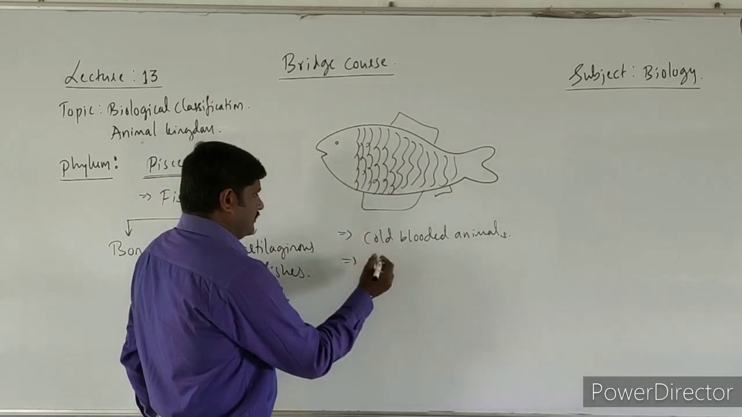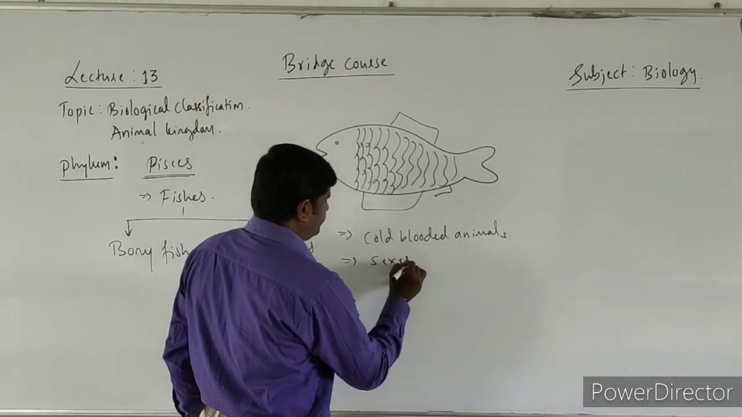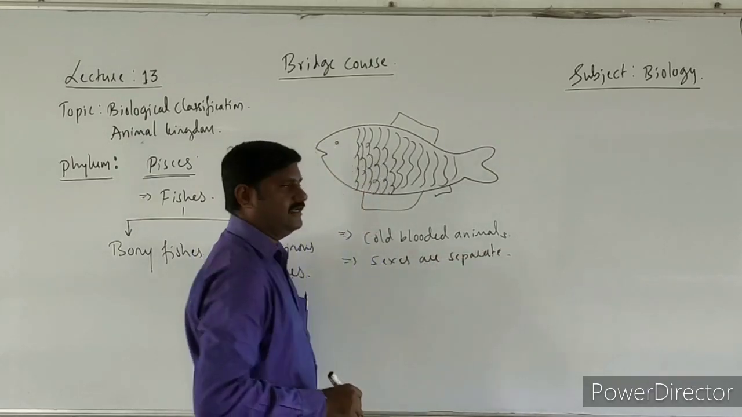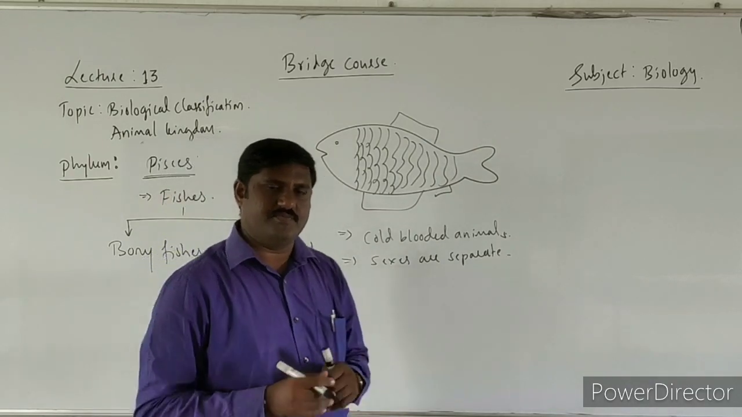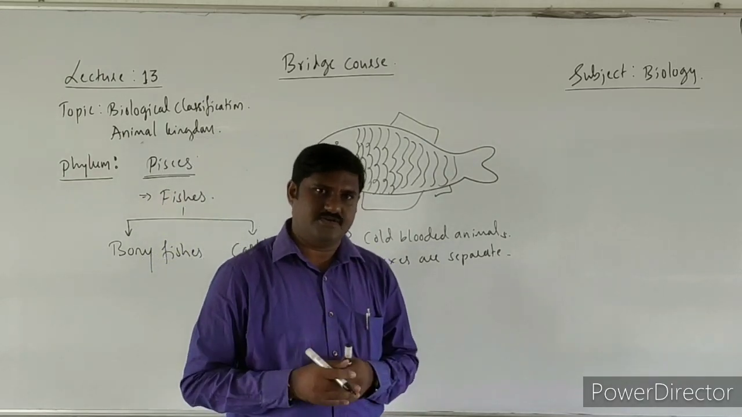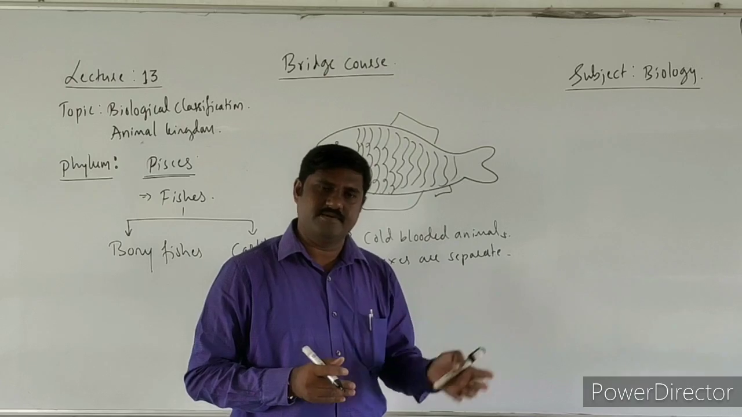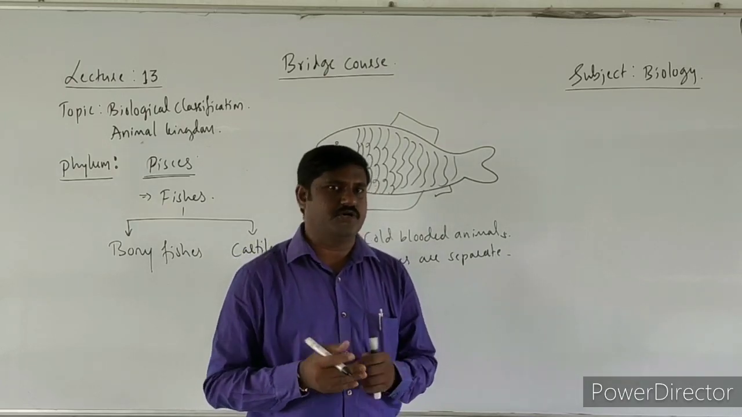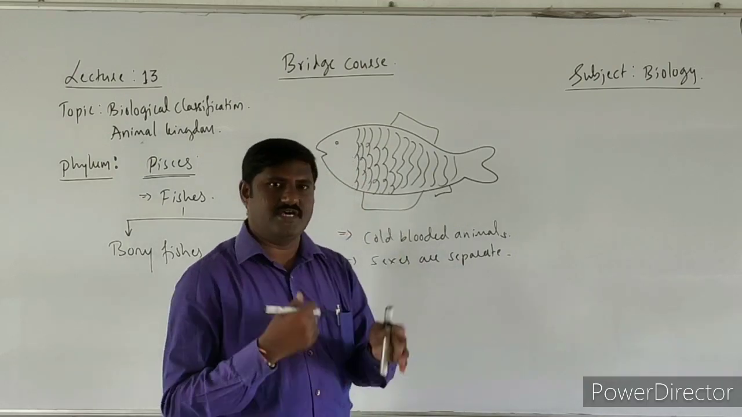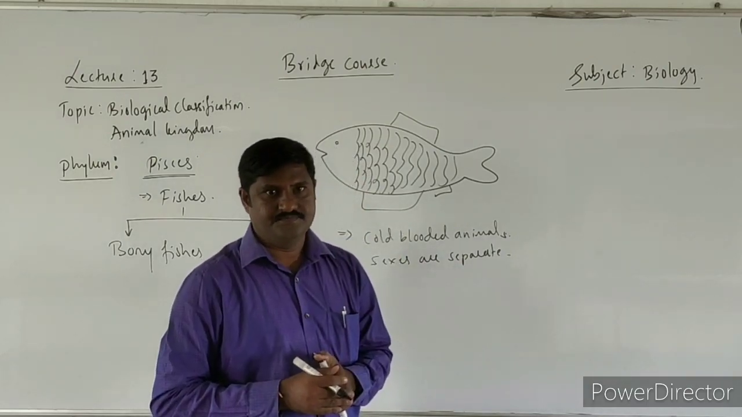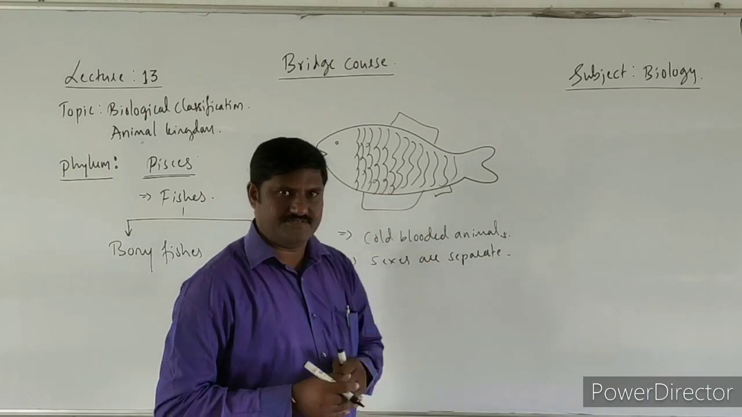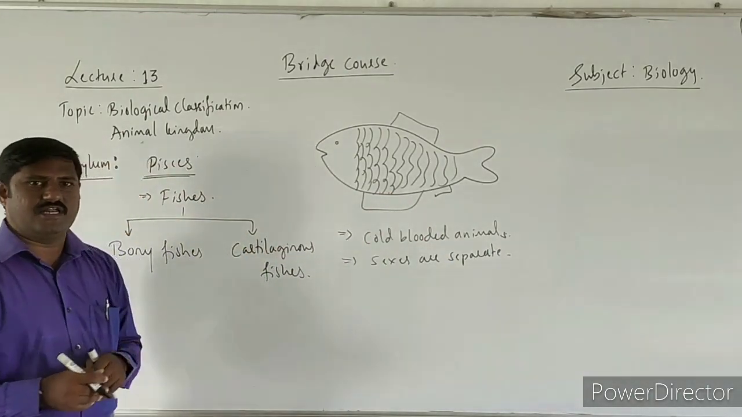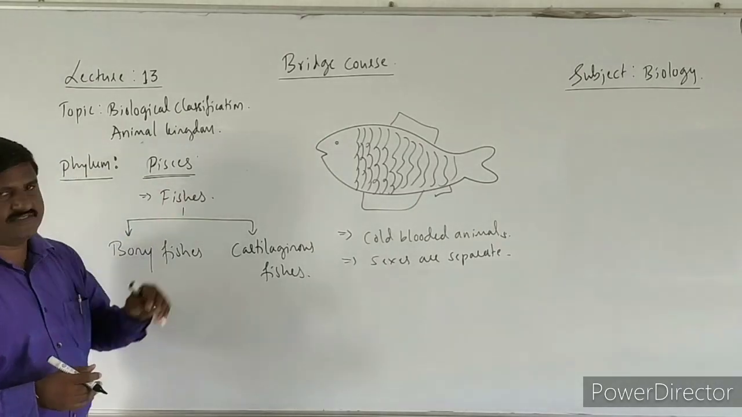Next one, here sexes are separate. Males and females produce their sex cells or gametes and release them into the water, where fertilization takes place. These show external fertilization, right? So these are egg layers. These are some of the general characteristic features of the Pisces group.